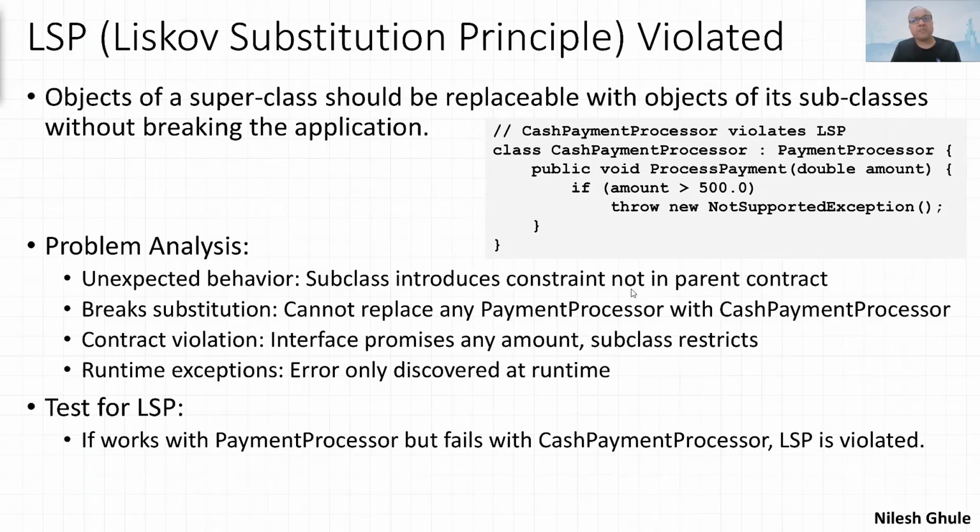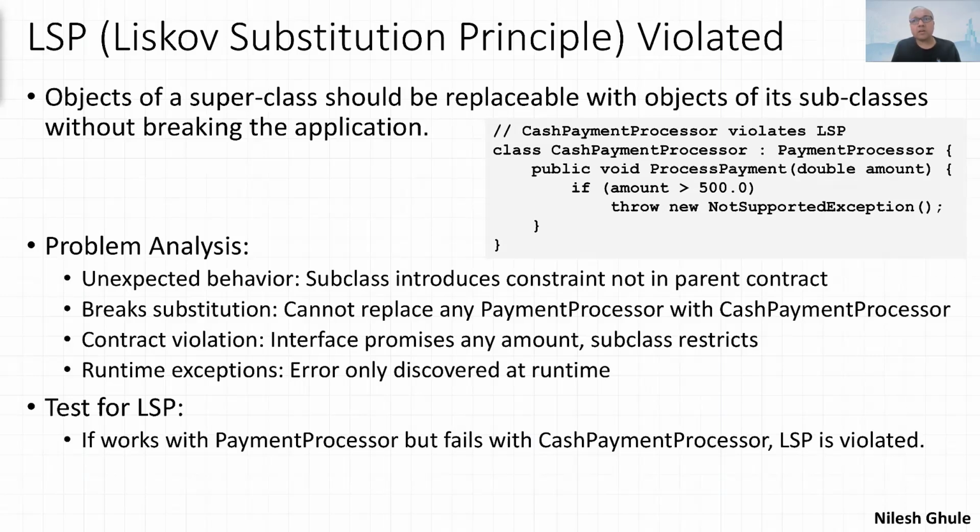Now, what we did, we simply added one cash payment processor, and I'm trying to use this cash payment processor in place of my IPaymentProcessor interface. And the moment I try to use that, what is happening? In certain cases, my application is failing, and this is nothing but a violation of LSP. This gives you a kind of unexpected behavior. It is not replacing your base class with the derived class straightforwardly. This is the violation of your contract.